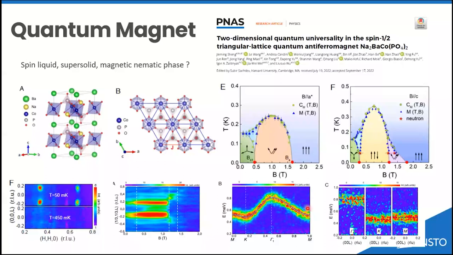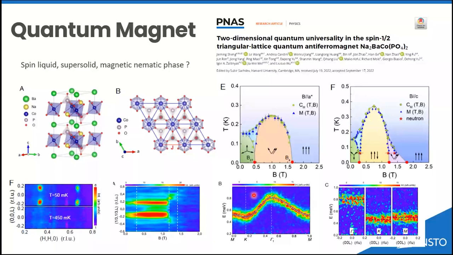But the excitation in the C direction showed no dispersion. So this is also direct evidence of the two-dimensional feature of this sample. And with this experimental result, we are able to extract the exchange interaction, and we establish the Hamiltonian for this system.